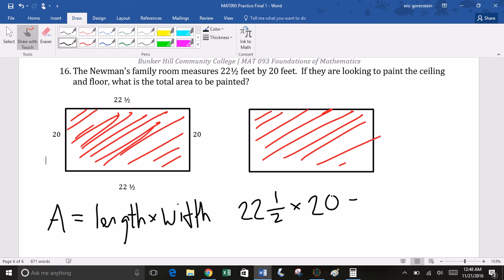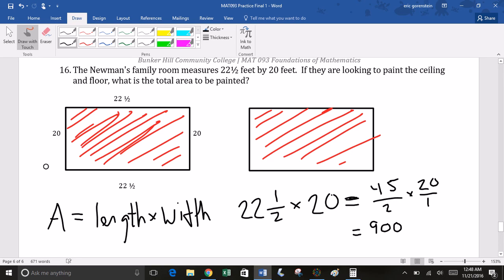Okay, so again, I recommend just using the calculator for this, but if you want to do this by hand, let's convert that mixed number to a fraction. So 22.5, 2 times 22 is 44, and 1 is 45. So the 22.5 will be 45 over 2, and we'll multiply that by 20, which is 20 over 1. Okay, and top times top, bottom times bottom. So 45 times 20, that'll give us 900.